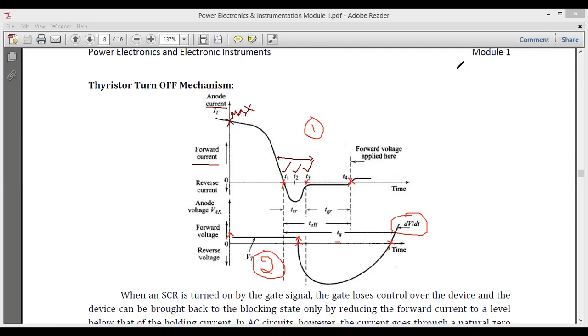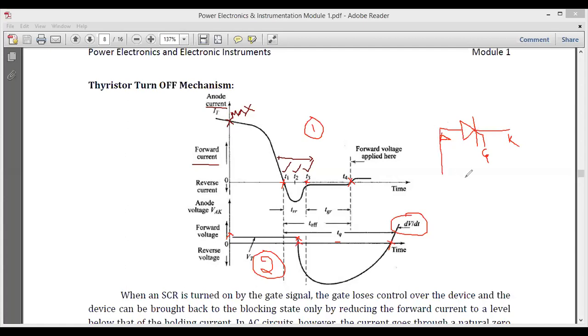Before going to the main concept, to study the basic concept of SCR, we know the symbol of SCR, which appears to be like a diode but with one extra terminal at this particular point. This is your anode and this is your cathode. So we have two terminals, anode and cathode, and this is the gate terminal. This is the symbol for the SCR.